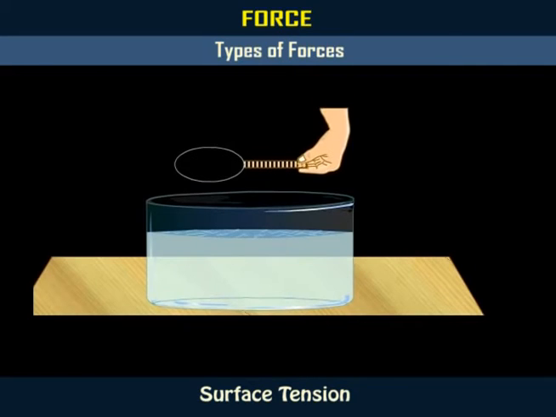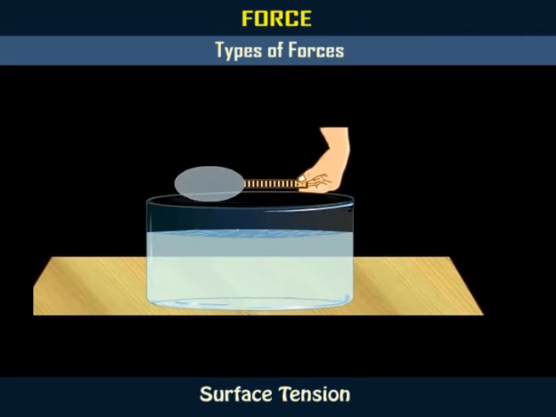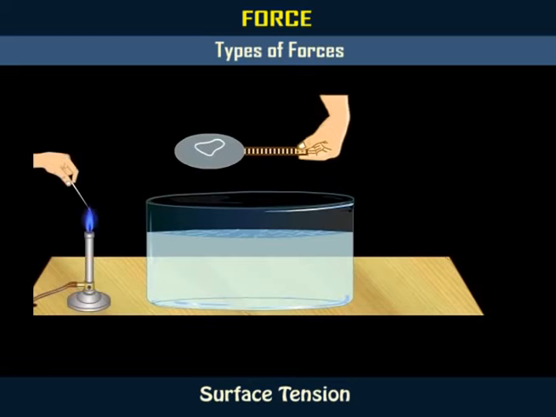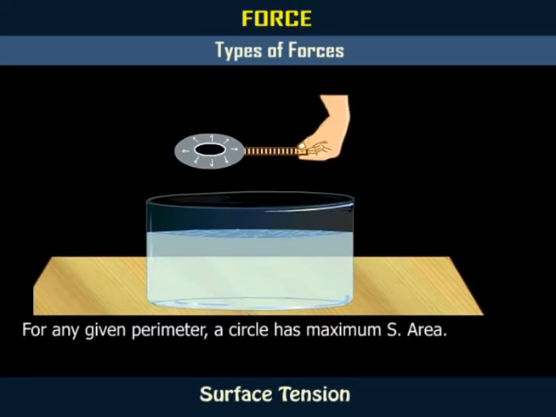When a circular wireframe is dipped in a soap solution, it forms a thin soap film. When we place a cotton thread on this film, it takes an irregular shape. When we prick the film within the loop, the film inside the loop disappears and the thread loop takes a circular shape. For any given perimeter, a circle has maximum area. Therefore, the soap film possesses minimum surface area.